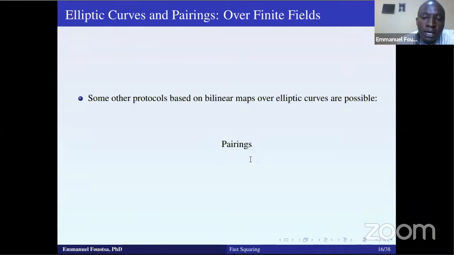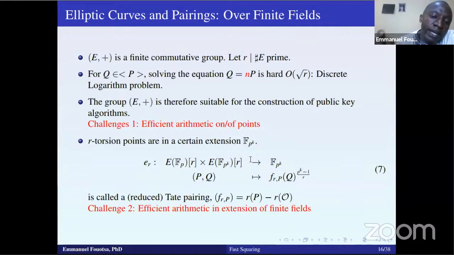And still on elliptic curves, there are some other protocols which are very interesting that we call pairings. I will go straight and explain how to construct pairings over elliptic curves. We are given an elliptic curve E over a finite field FP, and R is the largest prime number dividing the order of the group. So we consider this subgroup of order R with points with coordinates in FP, and then we consider these other groups where points have their coordinates in an extension like this.